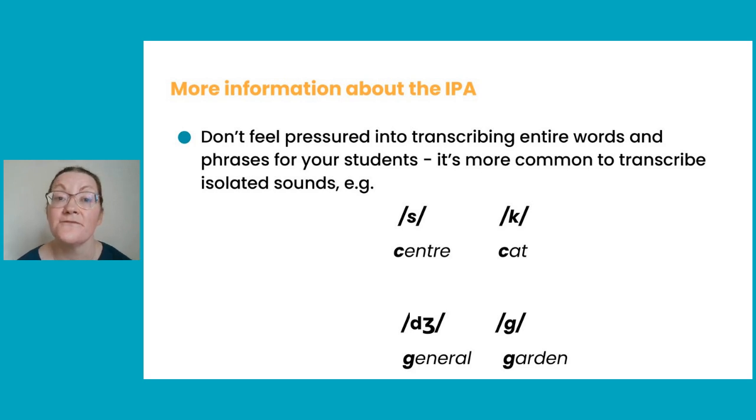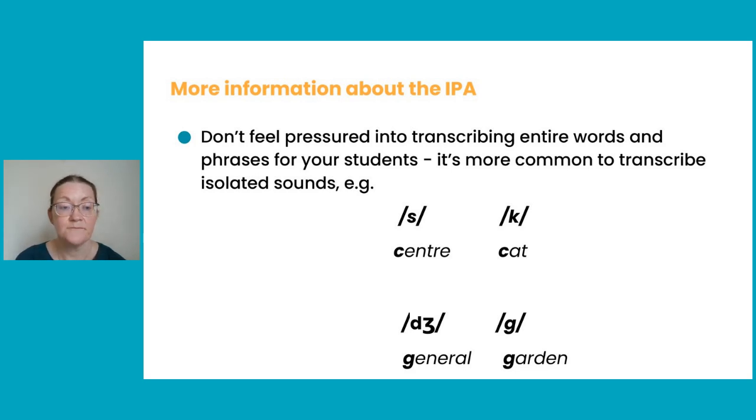So if I get some confusion with the letter C in its pronunciation, I might just break out the two phonemes for S and K. Yeah. I might just do those. Okay. And I might not use any other ones in the entire class. Okay. So, you do not need to transcribe everything all the time. Just use it as and when it's useful.